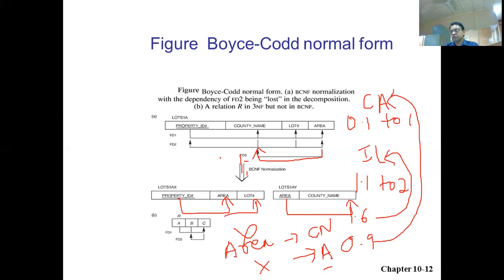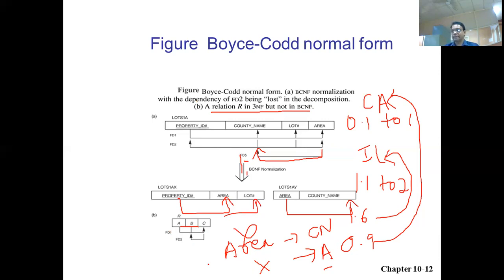Area determines county name: LOTS1A and LOTS1B. This is the general case. You can see here a relation R that is in third normal form but not in BCNF. See, A, B, C. A and B are the candidate keys, primary keys. So C determines B. It's in third normal form, but C is not a super key. So the relation is not in BCNF, so we have to decompose it. So this is Boyce-Codd normal form.